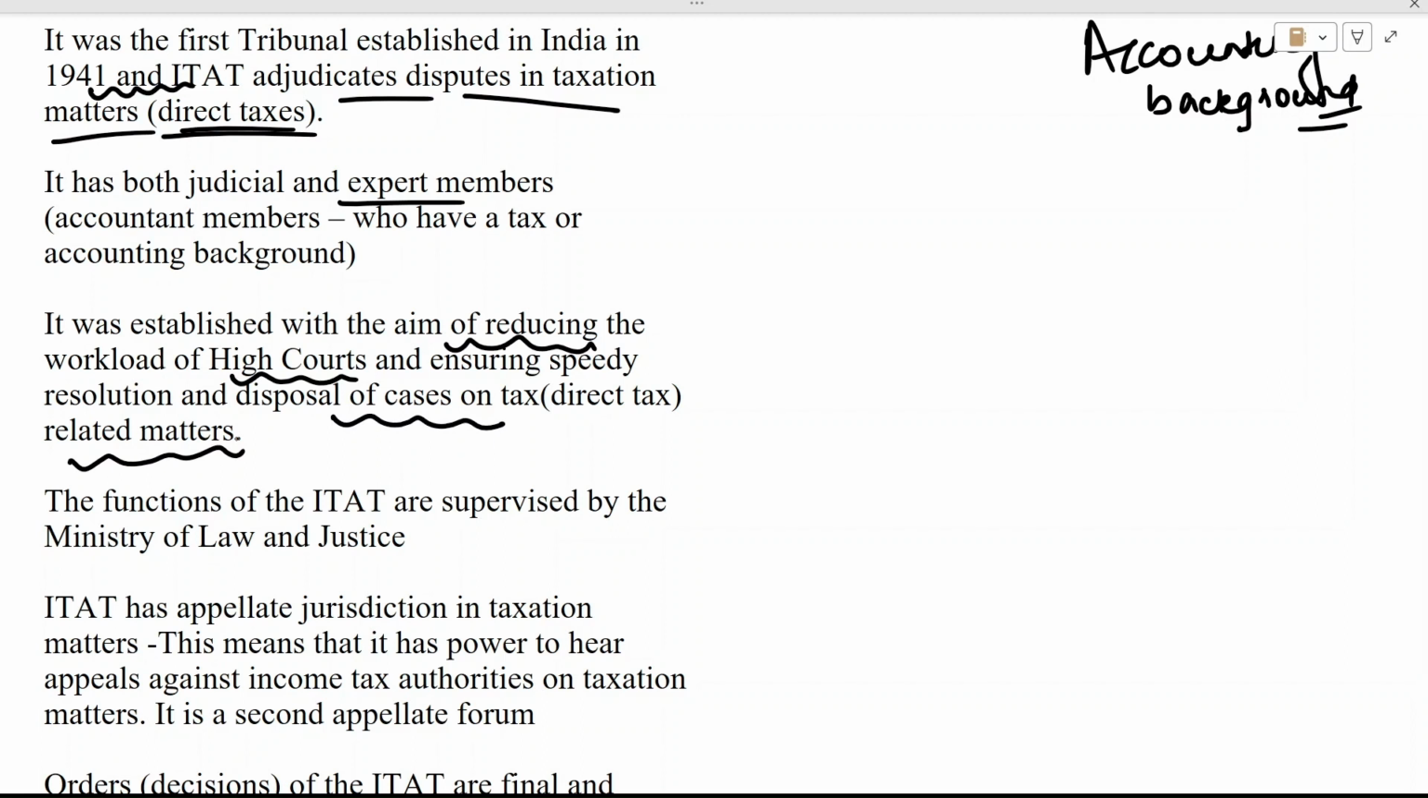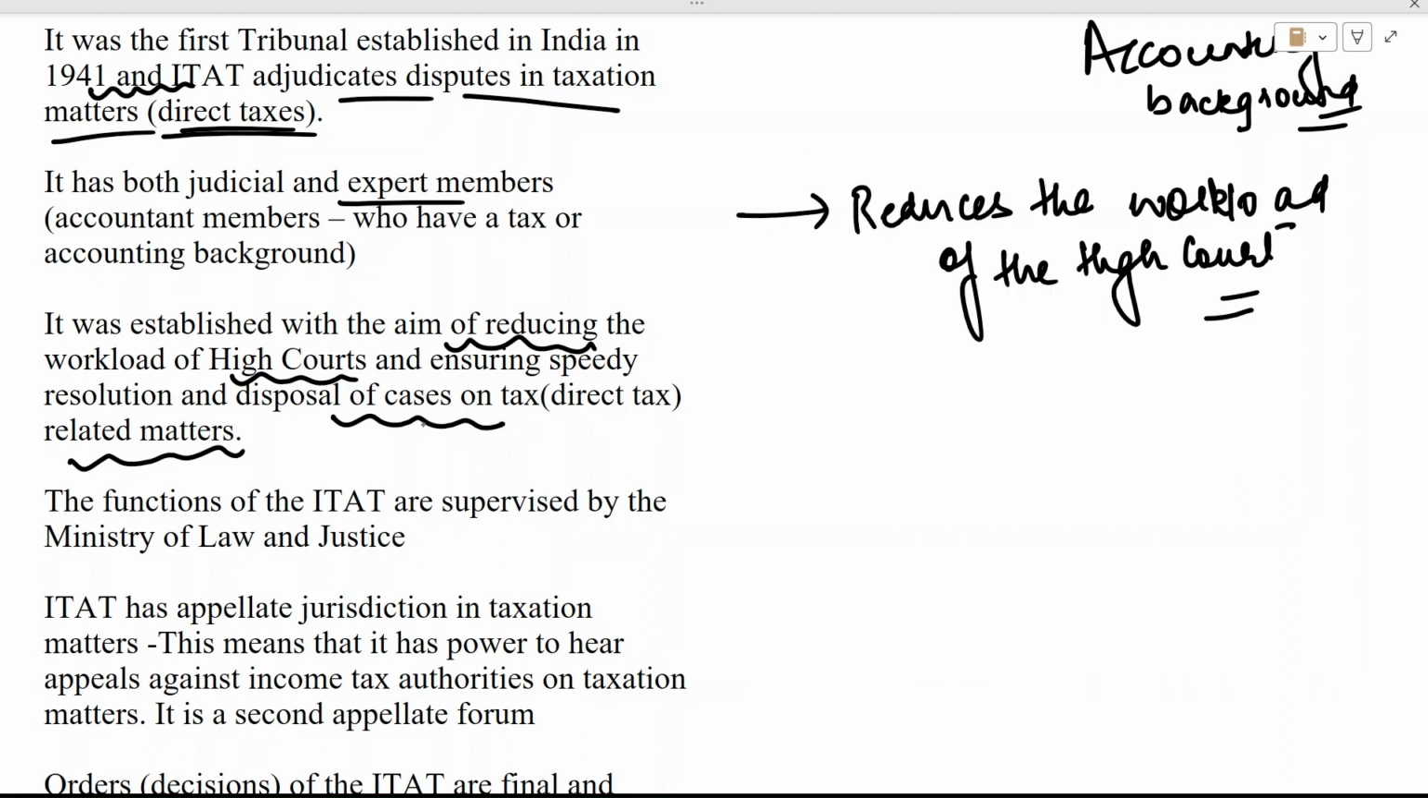We had discussed why quasi judicial bodies and tribunals were established. Tribunals were established because at some point of time we wanted to reduce the workload on the judicial bodies, on the traditional courts. Similarly, before the ITAT was there, these taxation matters would go to the High Court. So now that ITAT is there, it reduces the workload of the High Court. The functions of the ITAT are supervised by the Ministry of Law and Justice. So ITAT basically functions under the Ministry of Law and Justice.